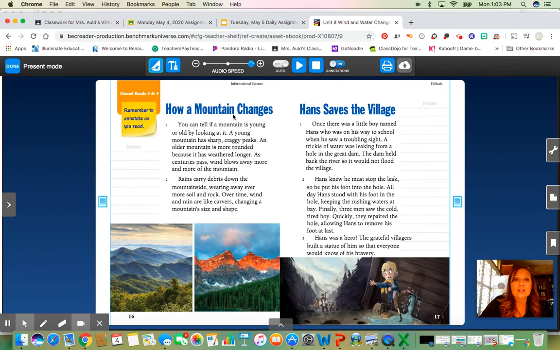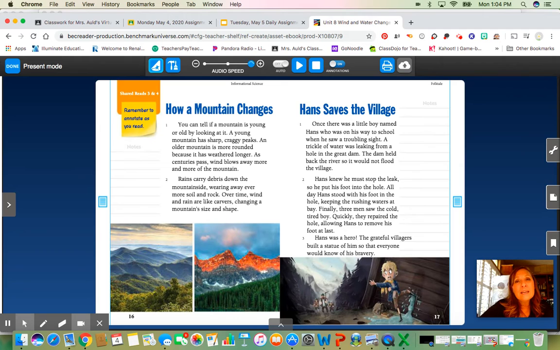How a mountain changes. You can tell if a mountain is young or old by looking at it. A young mountain has sharp, craggy peaks. An older mountain is more rounded because it has weathered longer. As centuries passed, wind blows away more and more of the mountain. Rain carried debris down the mountainside, wearing away ever more soil and rock. Over time, wind and rain are like carvers, changing a mountain's size and shape.